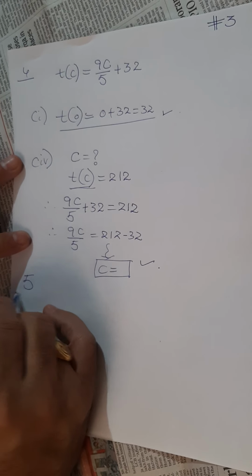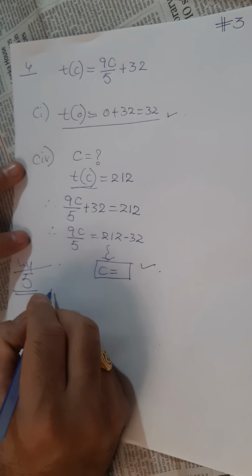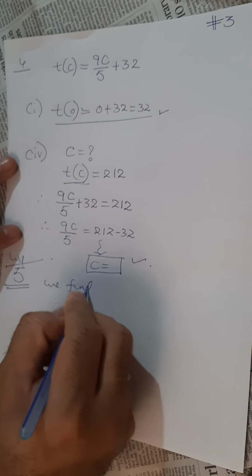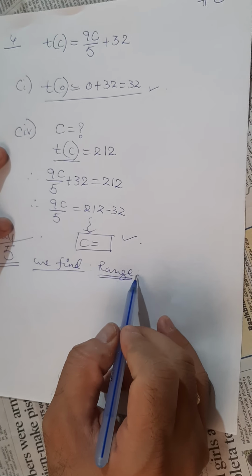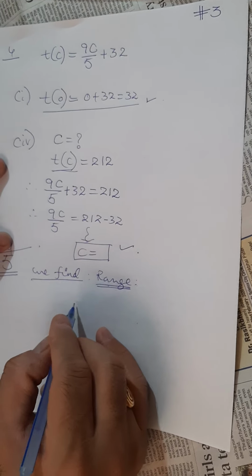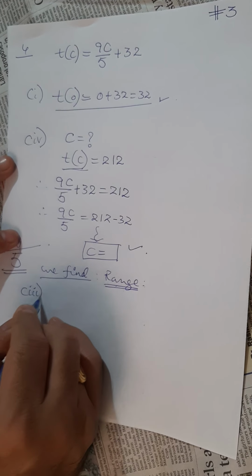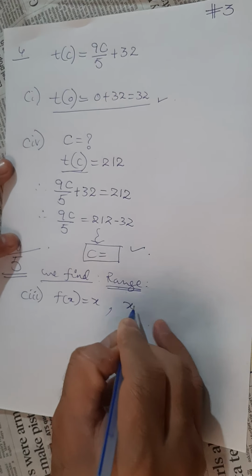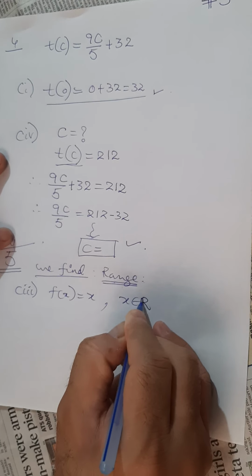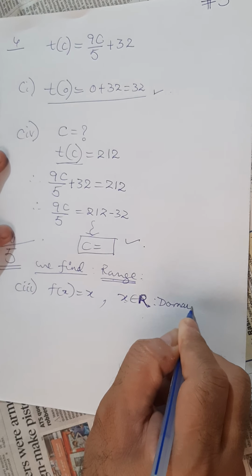Question number 5, which is again an important question. There in each question we find the range, that is values of f(x). Range means possible values of f(x). That's called range. So if I go to the third question first here, there f(x) equals x, and here x is a real number, that is x belongs to R. This means it comes from the domain. This is indirectly the domain given to you.